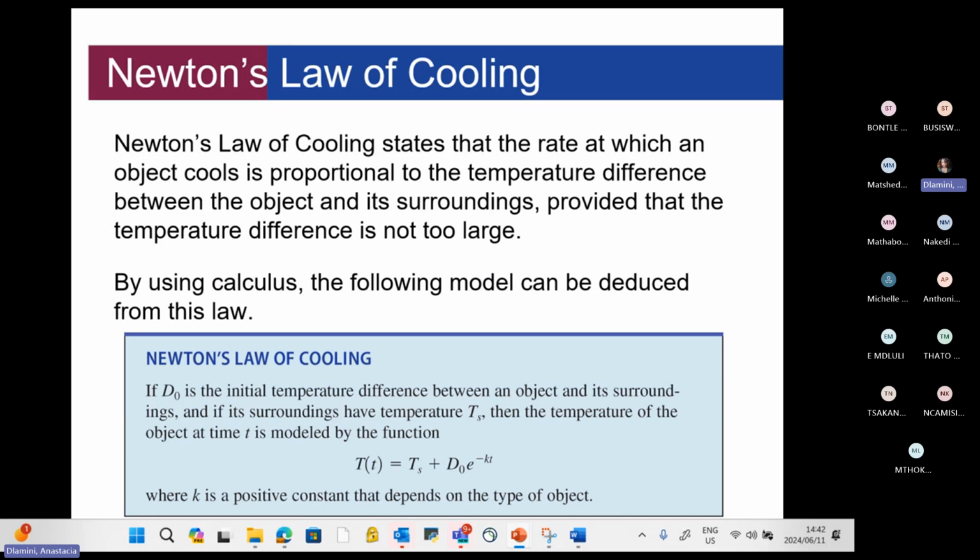They say Newton law of cooling states that the rate at which an object cools is proportional to the temperature difference between the object and its surrounding area. Do you see that? So meaning that, let's say, for example, you have coffee, and you put it in the fridge. The rate at which it will cool will depend on the temperature of the fridge. And you know that the fridge is colder, so therefore the temperature of the coffee will decrease.